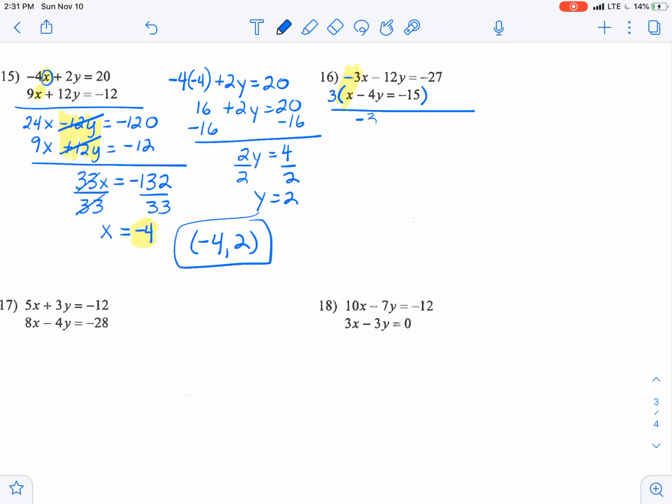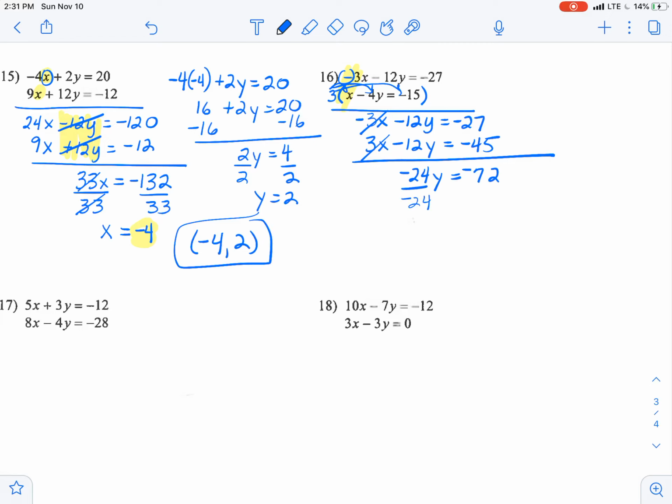Okay, so I'm going to leave the first equation alone, and do get in the habit of rewriting that. I'm going to distribute this through. I did a positive 3 because this one was already negative. Those are going to eliminate. I get a negative 24y equals, what would that be? Negative 72. Divide by a negative 24, and y would be 3.